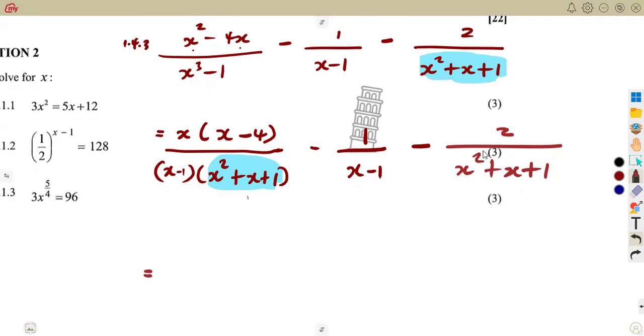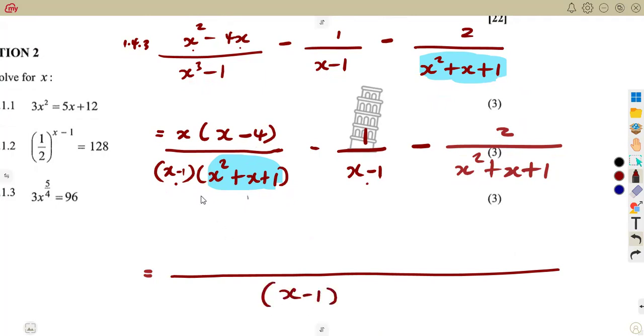According to addition and subtraction of fractions, guys, we know that we work with the LCM or the LCD of the given denominators. The LCM: we have got x minus 1 there, appearing once here, and here it's appearing once. X squared plus x plus 1 is the same, so we are also going to take it as it is.